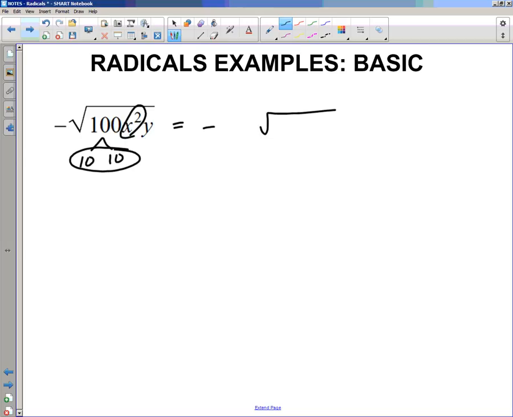We've got a pair of 10's coming out. We got a pair of x's coming out. We've got a single y left inside, and then negative out in front would stay out in front. So I took a couple of shortcuts there, but this is a relatively simple problem.